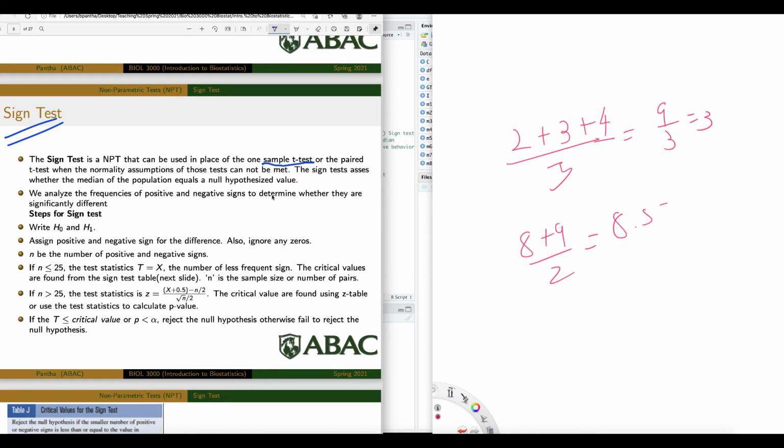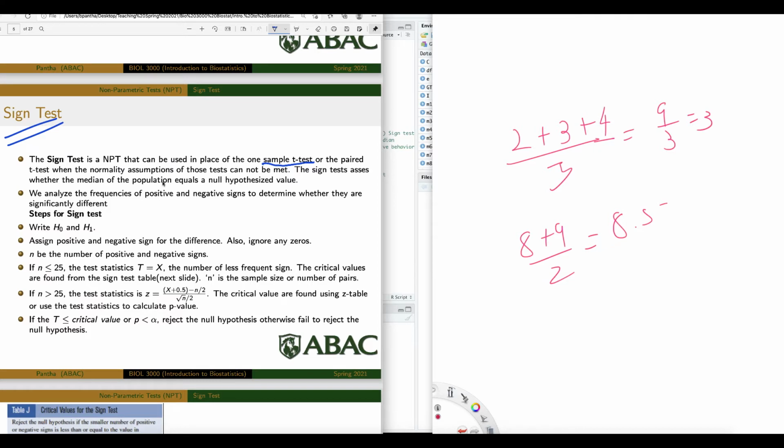Okay. So, if the data are seriously deviated or if the data set is violating the normality test, then you can use the Sign test if the test is one sample or if the test is two sample with paired test.